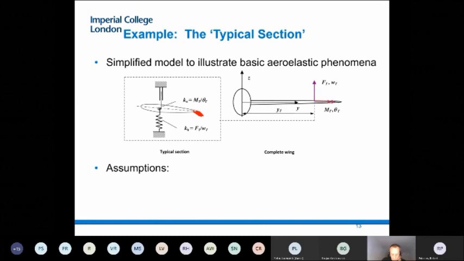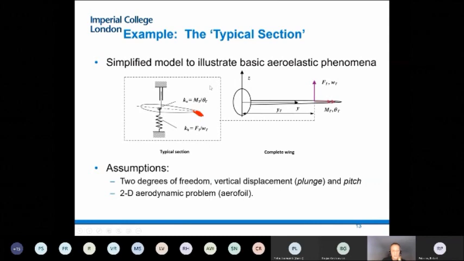So what I'm saying today, I will make a bunch of assumptions. The first is that we have 2 degrees of freedom. We normally refer to those as plunge and pitch. The second is that it will be a 2-dimensional aerodynamic problem, which we refer to as an airfoil in the aerodynamics community. And third is that the elastic restoring forces will be linear in first approximation, which is what you see in most cases anyway.